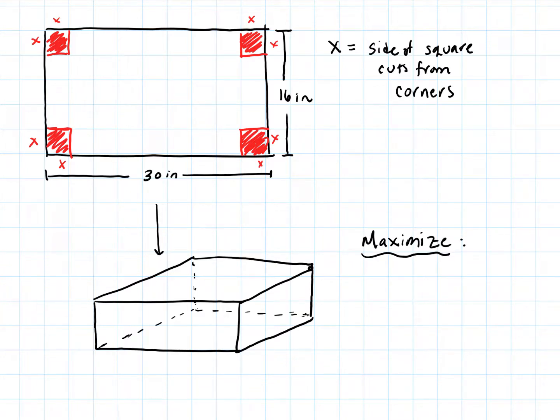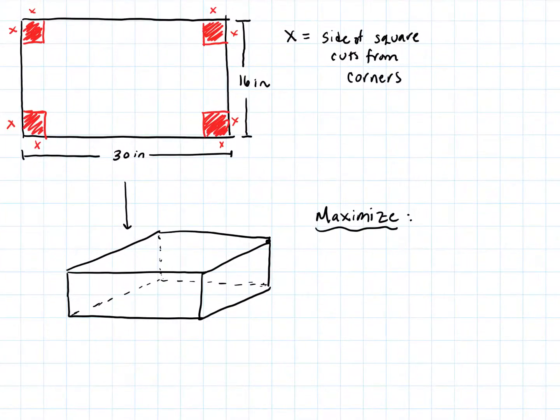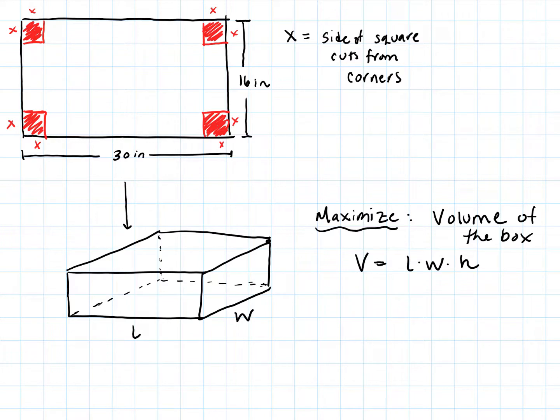right? When we're optimizing, we have to figure out what it is we want to do, maximize or minimize. And in this case, we want to maximize the volume of the box that we're creating. And the volume of a box is going to be length times width times height. Length, width, and height. So that's what we're trying to maximize.